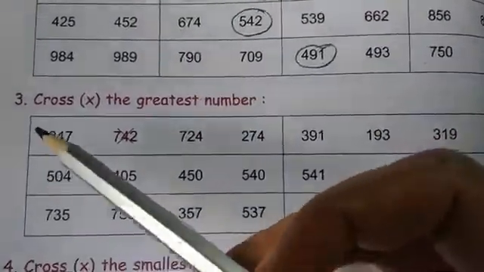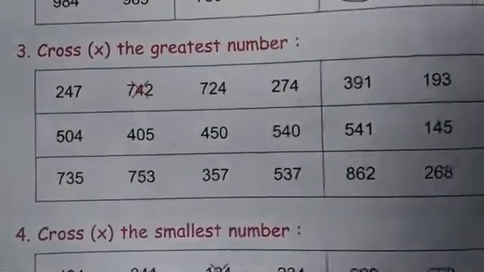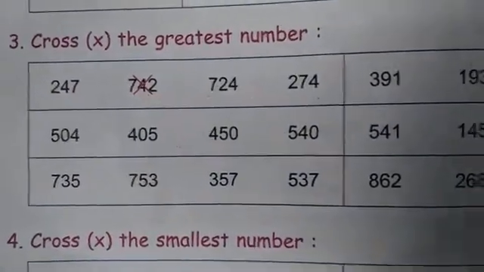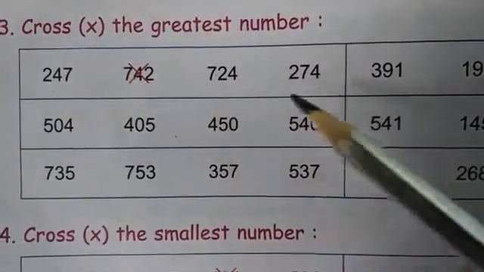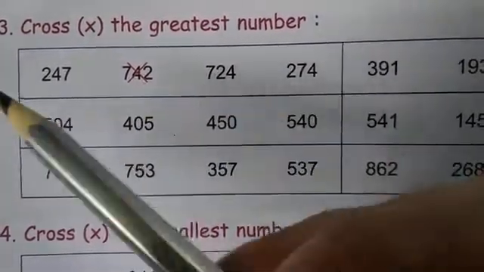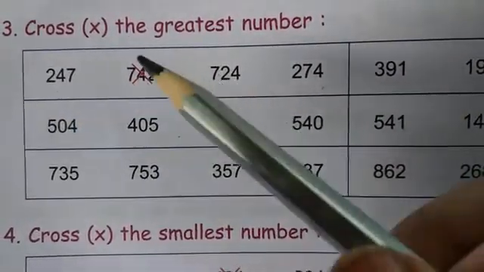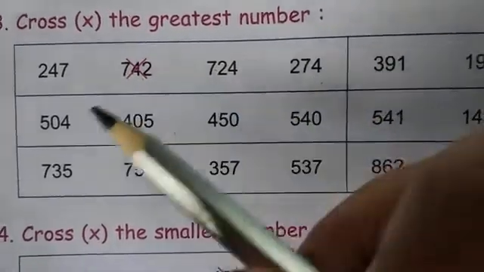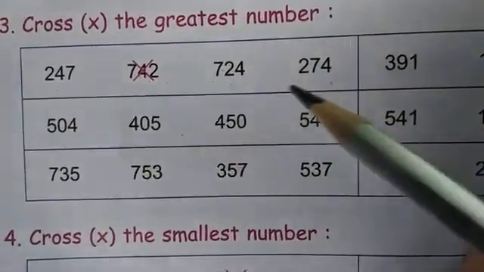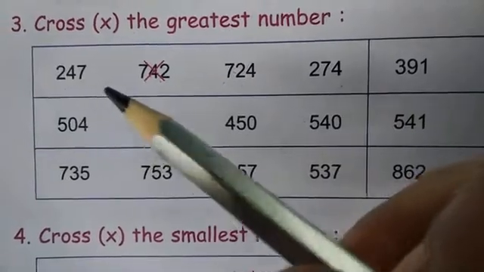Here number 3, cross the greatest number. Among all the numbers, you have to cross the greatest number. Here the first one is already solved. So let's see the first one.